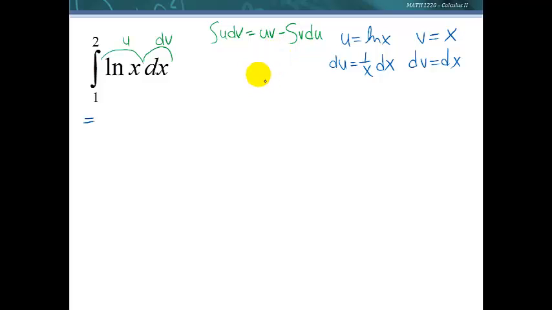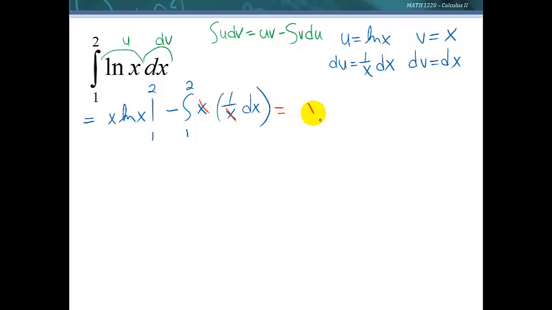So we need uv, that's ln x and x, so we're going to write x ln x, but this is a definite integral, so that'll need to be evaluated from 1 to 2, minus the integral from 1 to 2 of v du. v was x, and du was 1 over x dx. Okay, so we can simplify this a little bit, and we will have x ln x. Now I'm not going to put the evaluation part because I'm going to go ahead and work this integral, and then we'll put the evaluation on the end. So this is just minus the integral from 1 to 2 of dx, so that's just going to be an x, and then we need to evaluate this from 1 to 2.